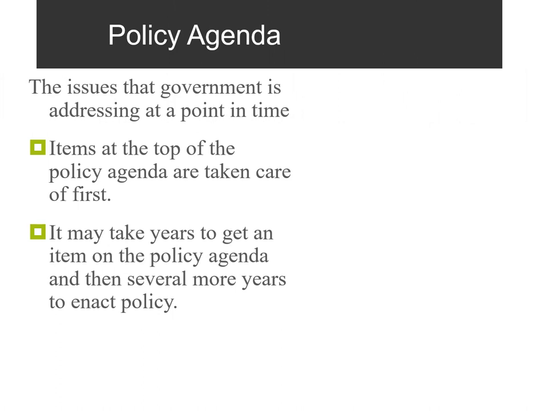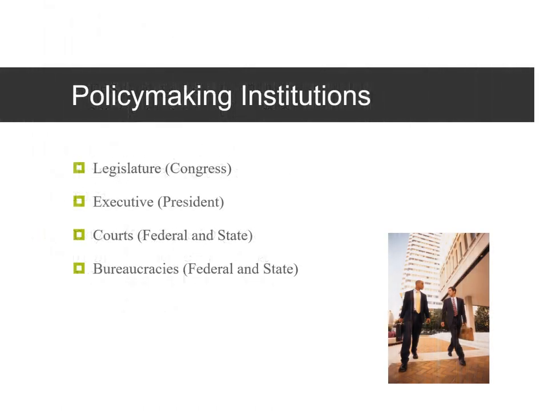So policy agenda. So the issues that government is addressing at a point in time. So items at the top of the policy agenda are taken care of first, and it may take years to get to an item on the policy agenda, and then several more years to actually enact that policy. So the policy-making institutions are the legislature, which is Congress, the executive, the president, the courts, both federal and state, and then the different bureaucracies, both federal and state.